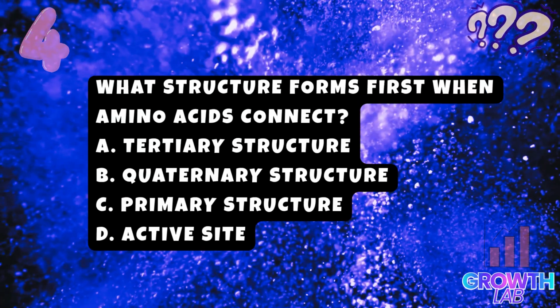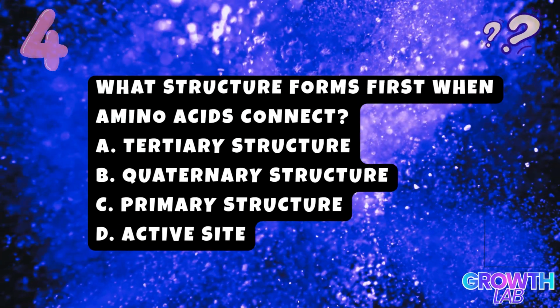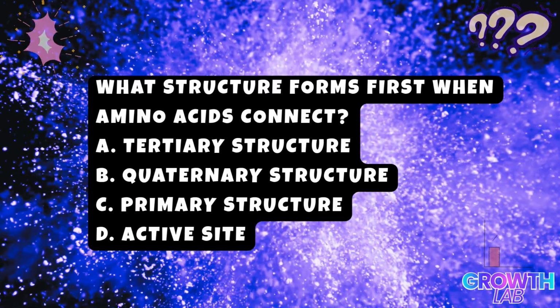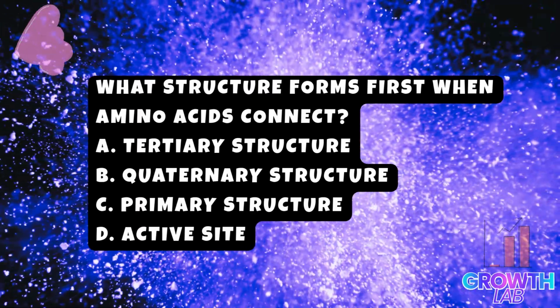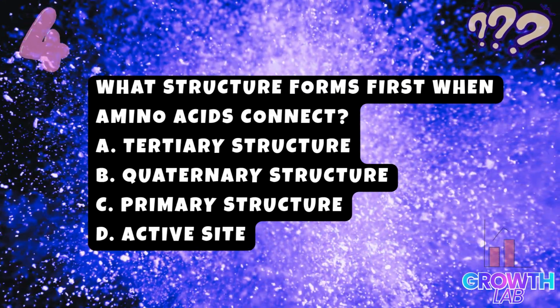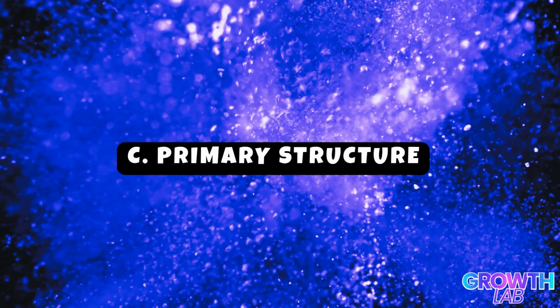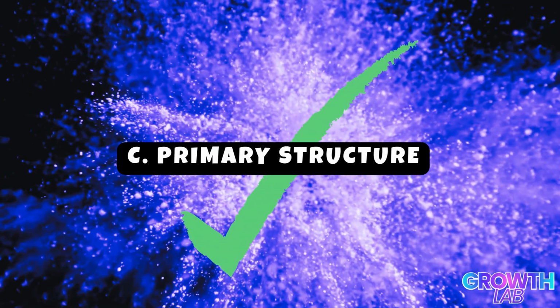Question 4. What structure forms first when amino acids connect? Answer options are: Option A, tertiary structure. Option B, quaternary structure. Option C, primary structure. Option D, active site. Correct option is option C, primary structure, because it is the linear sequence of amino acids.